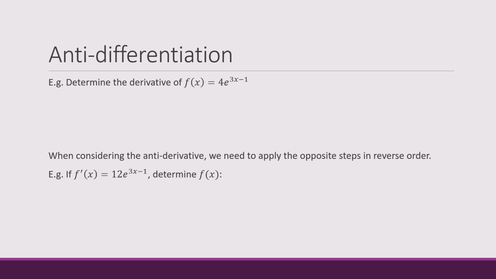Let's consider this function we've got here. We've got 4e to the 3x minus 1. Now, if we wanted to derive that function and work out what f dash was, when we have an exponential, it actually stays the same. So 3x minus 1, but we have to multiply the whole thing by the derivative of the power, which in this case is 3. So that becomes 12e to the 3x minus 1.